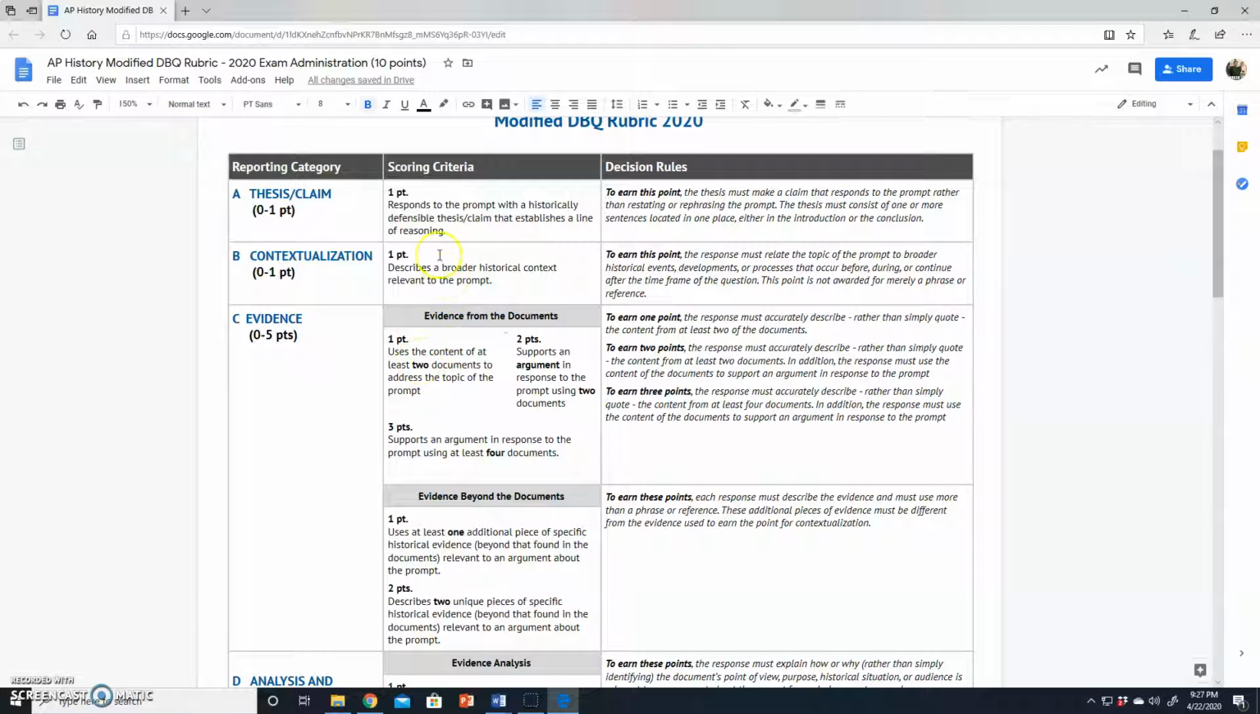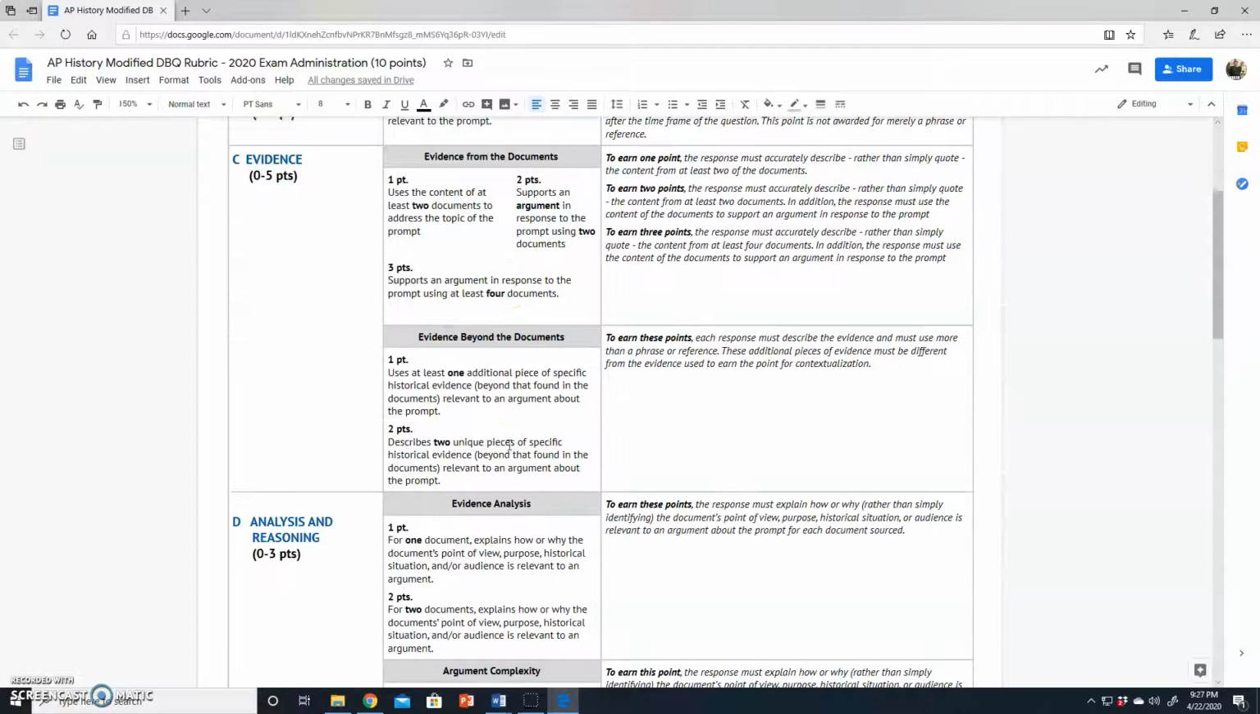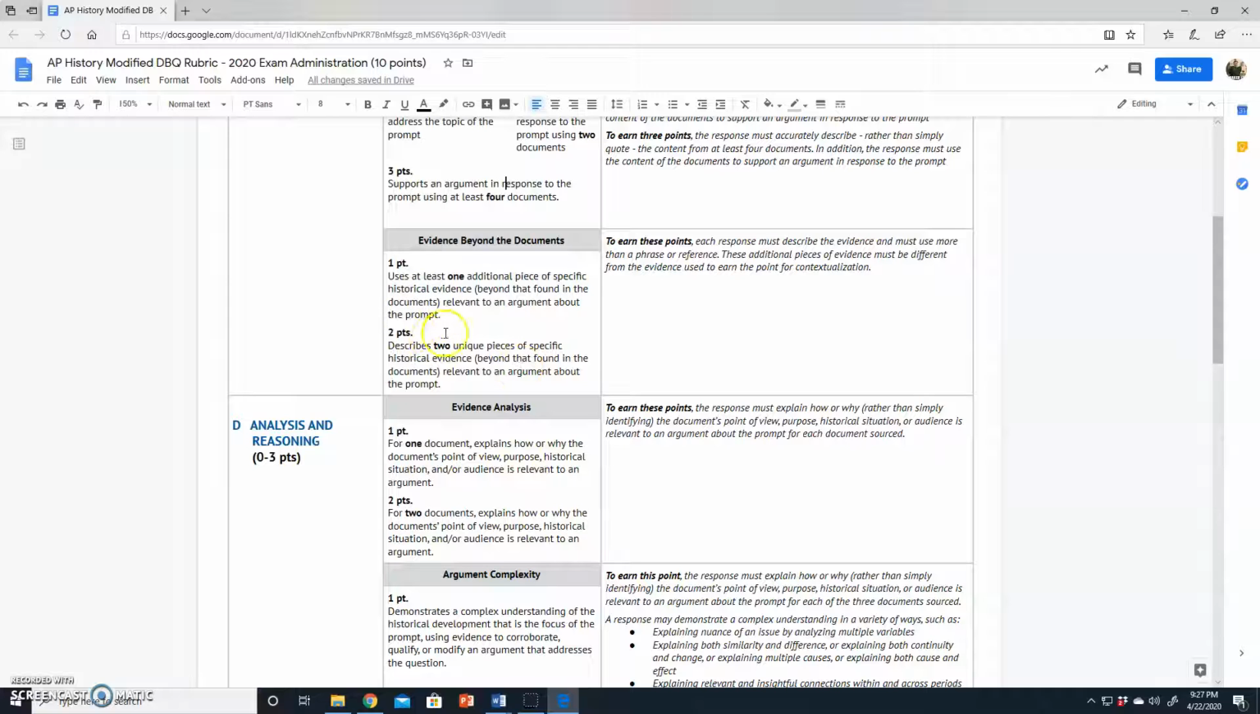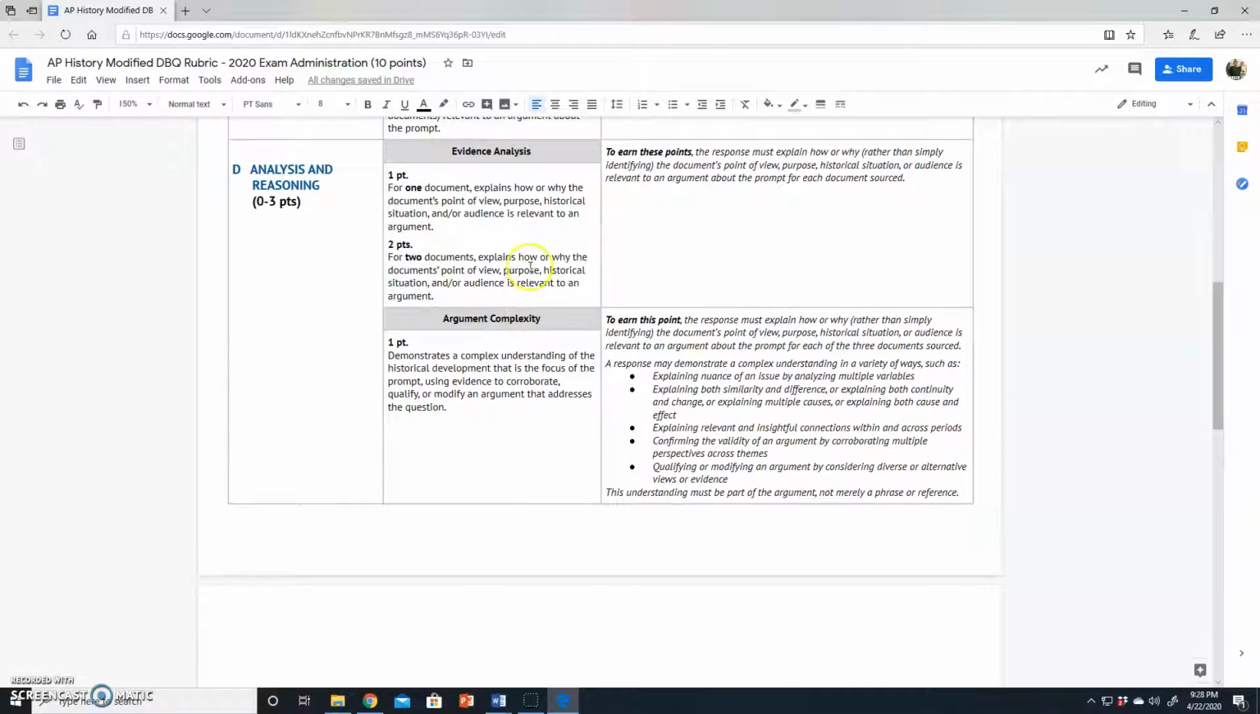Because you get a point for contextualization, you get a point for this. Everything else has to do with your argument. Number one, your thesis. It has to be the argument. To get more points on your documents, you have to do what? Support the argument. To get more points in outside evidence, what do you have to do? You have to be relevant to the argument. To source the documents, you have to be relevant to an argument.